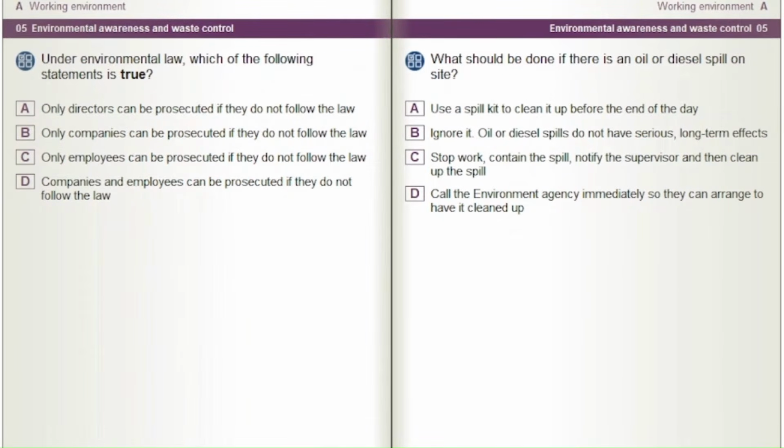Under environmental law, which of the following statements is true? Only directors can be prosecuted if they do not follow the law. Only companies can be prosecuted if they do not follow the law. Only employees can be prosecuted if they do not follow the law. Companies and employees can be prosecuted if they do not follow the law.